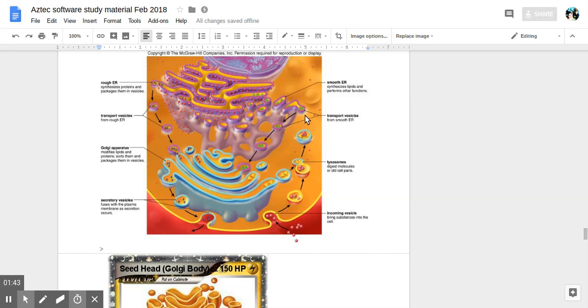In the smooth ER, endoplasmic reticulum, lipids and steroids are created as well. So these are transported via vesicles to the Golgi complex. Similarly, in vesicles, and also marked for transport via vesicles to various locations within or outside the cell.